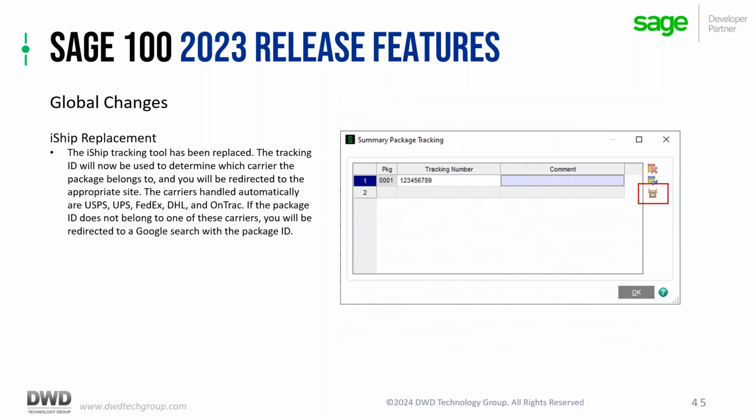iShip replacement. So this was a thing. I remember when this all first broke. There's a company out there that Sage and a lot of other systems used, that when you had a tracking number, you could just click on the button and it would take you to the iShip page and show you the tracking information. I think it was early '23, if my memory serves me correctly, that all of a sudden that broke.